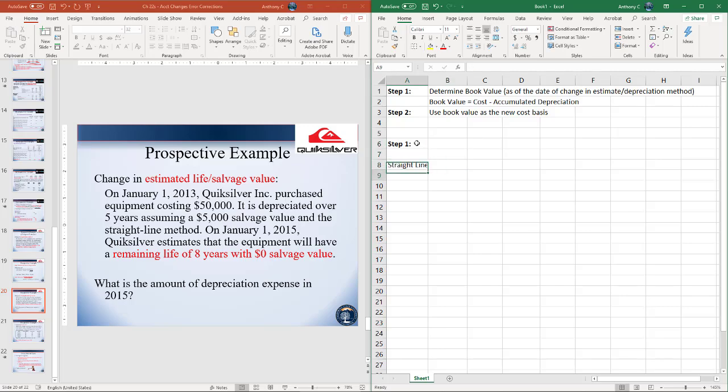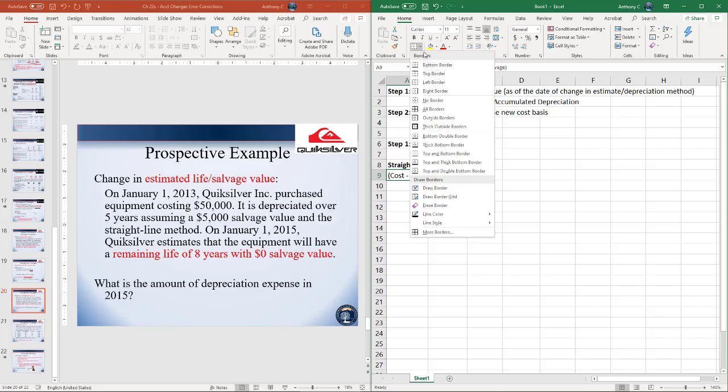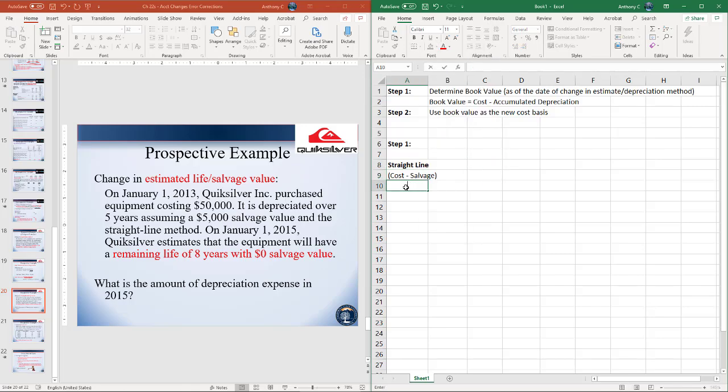So again, under straight line, take cost minus salvage, and we can divide that by the useful life. So in this example then, cost is $50,000, salvage is $5,000. We'll subtract those 2. And we'll divide all of that by the useful life of 5 years. So we will get out to $45,000 over 5 years, or $9,000 per year.